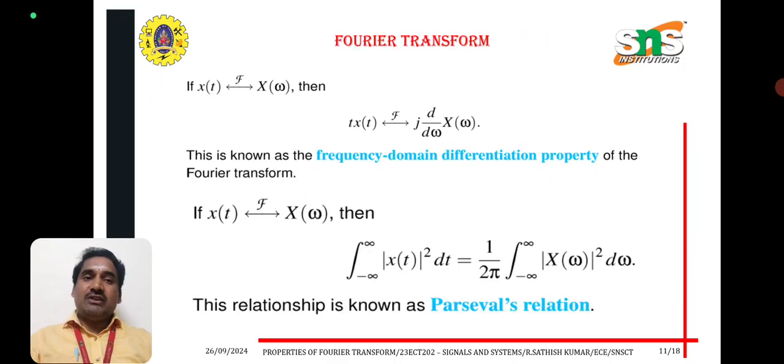Next, frequency domain differentiation property. x(t) Fourier transform pair with X(ω), then t·x(t) Fourier transform pair with j d/dω X(ω).